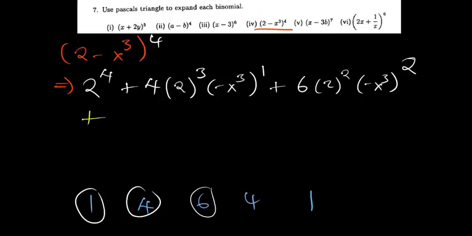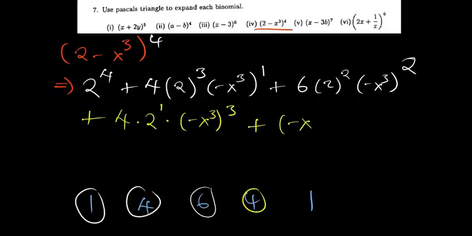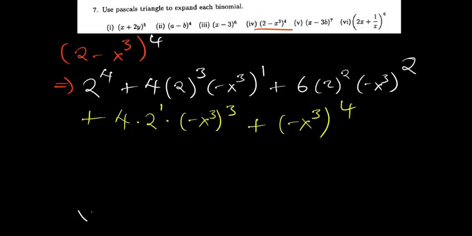Can add some more. So 4, 2 will now be the power 1, negative x to the power 3 will now be the power 3, since we're moving from 2. And then finally the last one will just be a 1. 2 will now be the power 0, so ideally we just remain with negative x to the power 3 raised to the maximum power over 4. Remember I started with 4 of 2, so the other part will now end with maximum power. And that's where binomial expansion usually comes out.